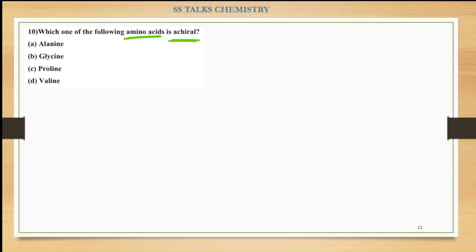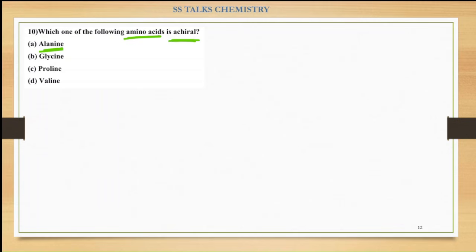Right? So to solve this question, you should have an idea about the structures of the amino acids. So there are 20 amino acids basically. For each of them, you should have an idea about their structures. So I'm going to discuss these 4 that have been given. First one is alanine. You have glycine, proline and the valine molecule.